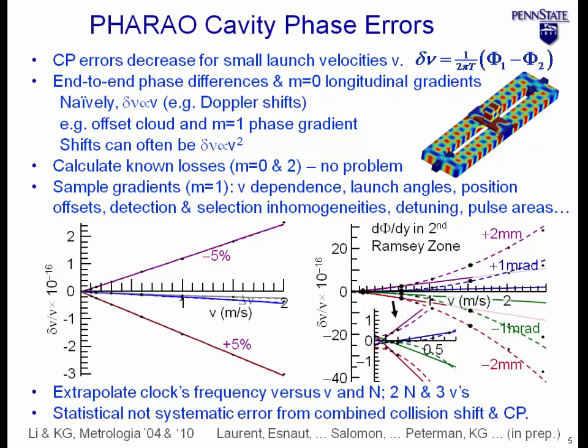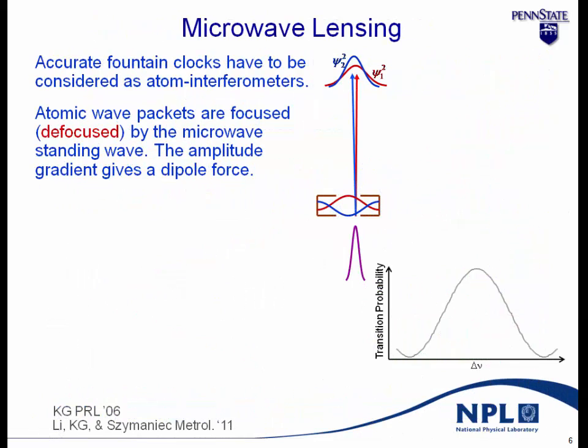So in the end, we expect to end up with a statistical, not systematic error from the combination of both collision shift and cavity phase. Each one of these measurements at this velocity versus velocity has been already extrapolated versus density. And so that accounts for both the collision shift and the cavity phase shifts. So the bottom line is that, again, the known effects are less than 1 minus 16, and it looks like worst case effects can also be extrapolated to less than 1 minus 16.